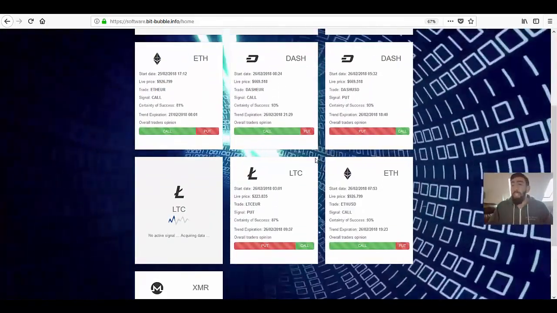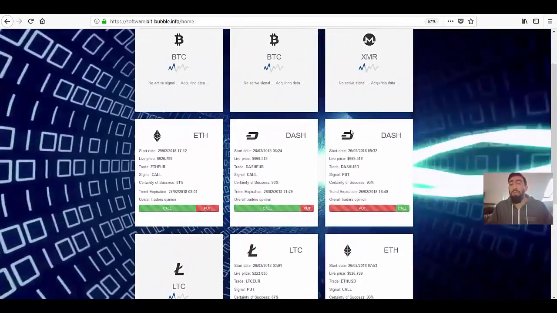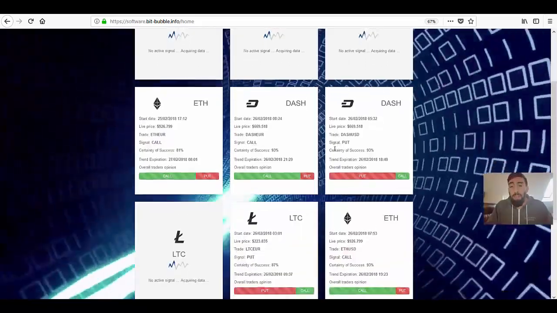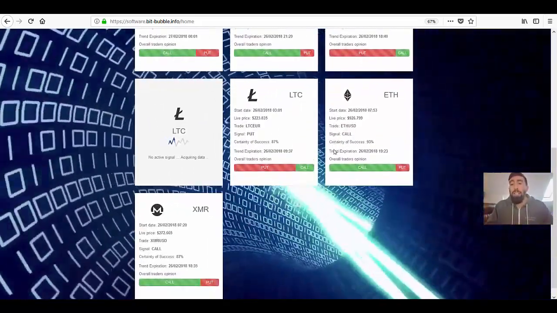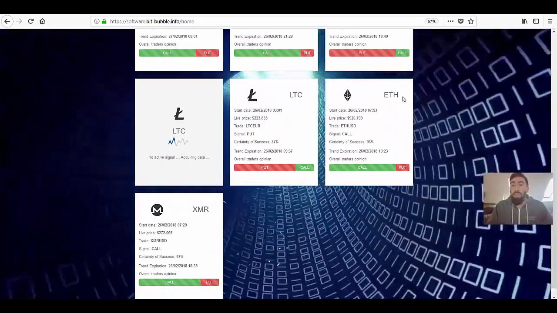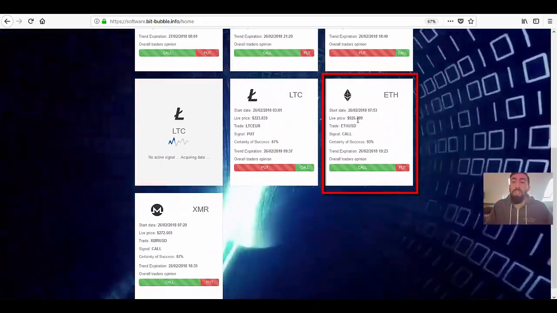So let's do a quick trade, guys. So that way you can see how to apply these signals accordingly, so that way you can generate some profits yourself. So let's look at this trade, guys. We're going to be looking at the Ethereum versus the US dollar.